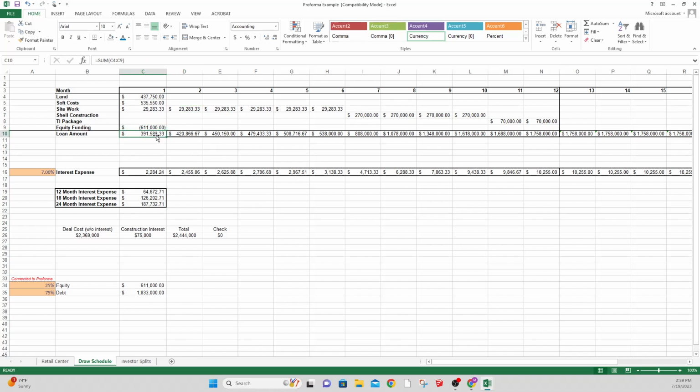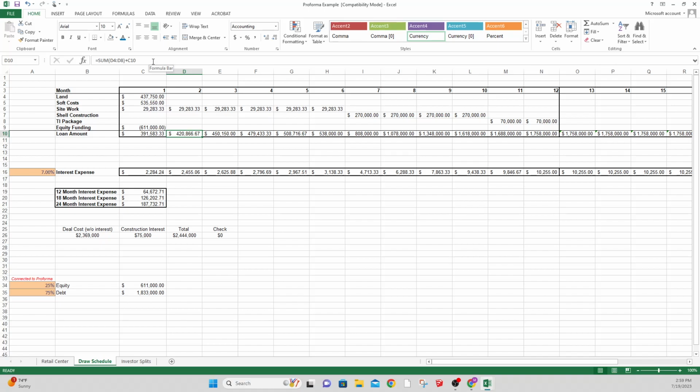So this is a very simple way to look at what would be called a draw schedule. It shows the total amount of money that is outstanding over and above your equity. So in month 1, you essentially have a little less than 400 grand.